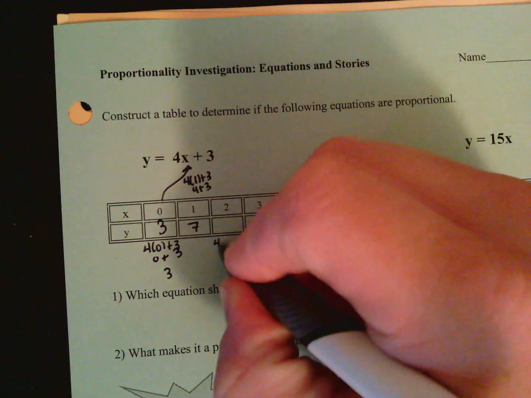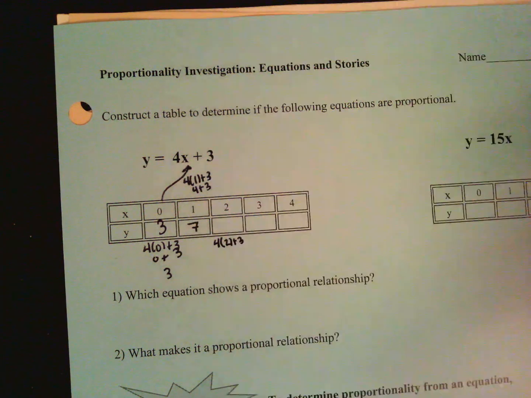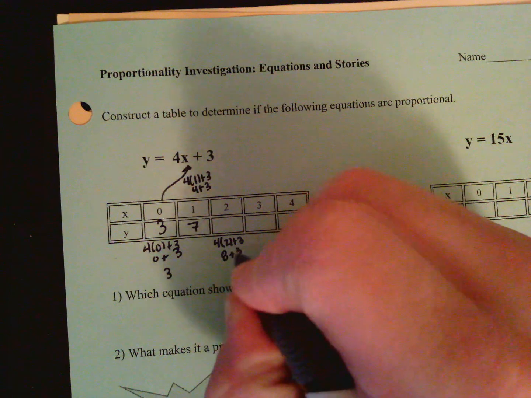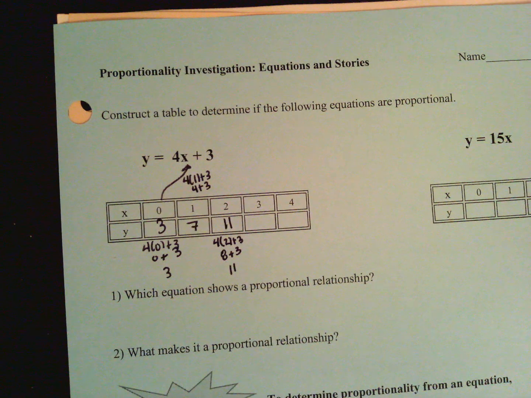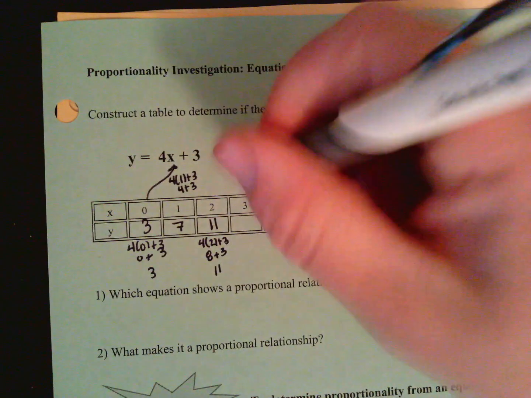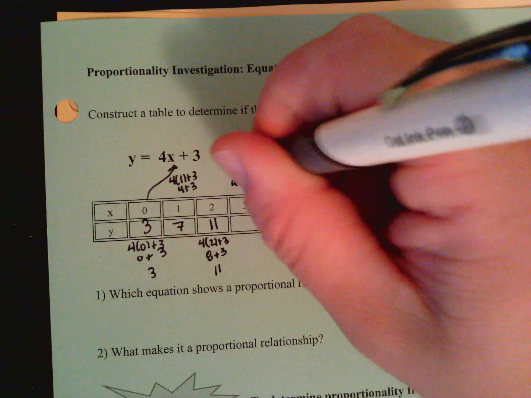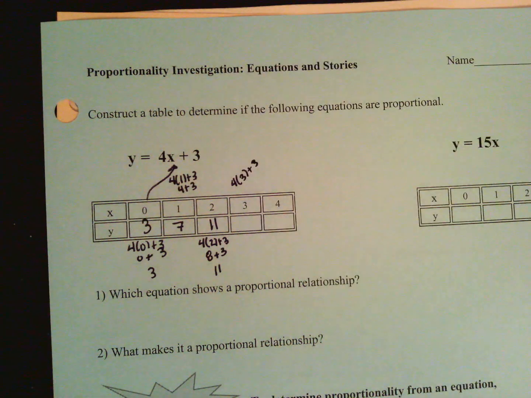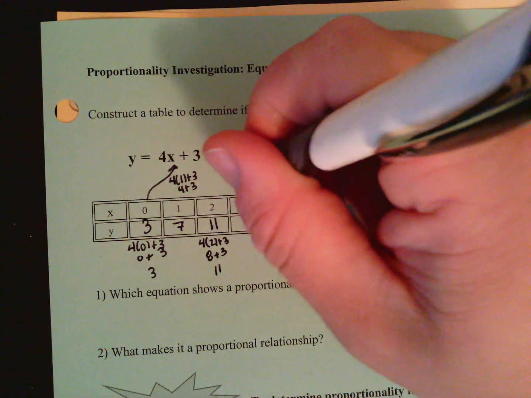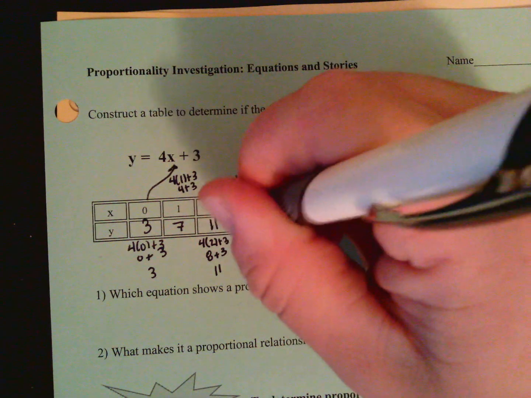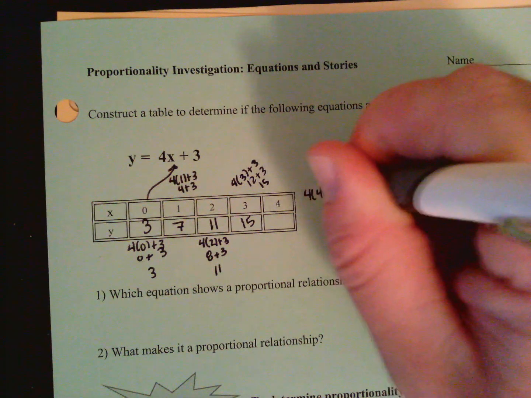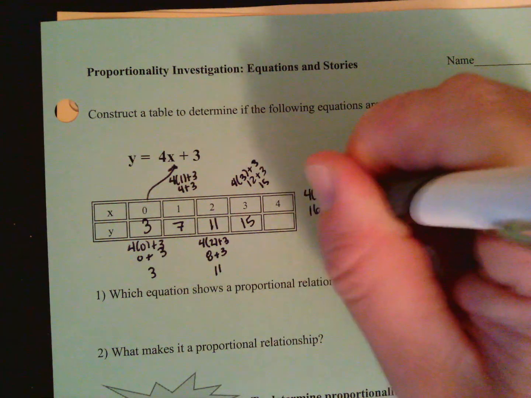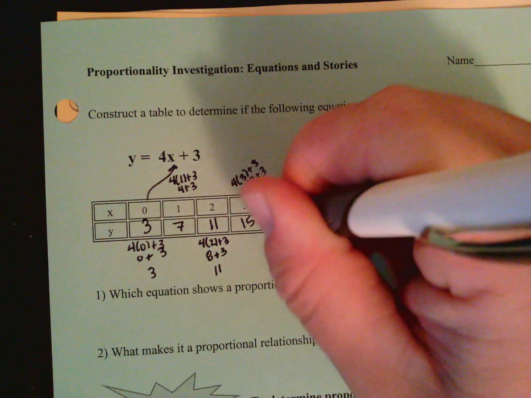Number 2. 4 times 2 plus 3. Well, 4 times 2 is 8. I add 3 to it, it gives me 11. If I continue this pattern, this gives me 4 times 3 plus 3. 4 times 3 is 12. I add 3, gives me 15. Here, 4 times 4 plus 3. 4 times 4 is 16. I add 3, it gives me 19.